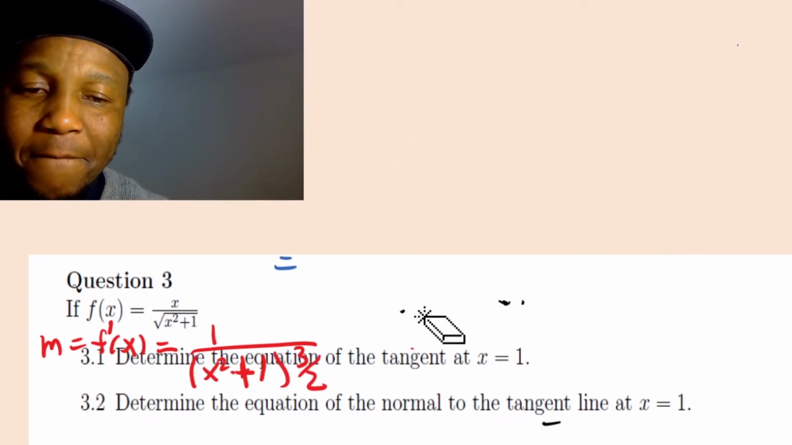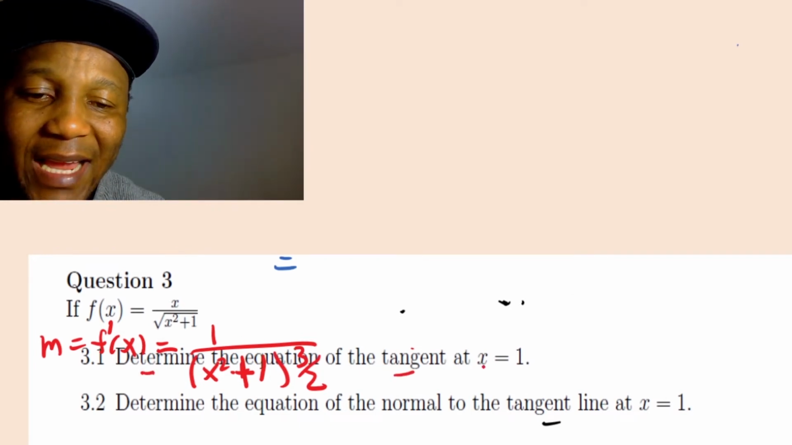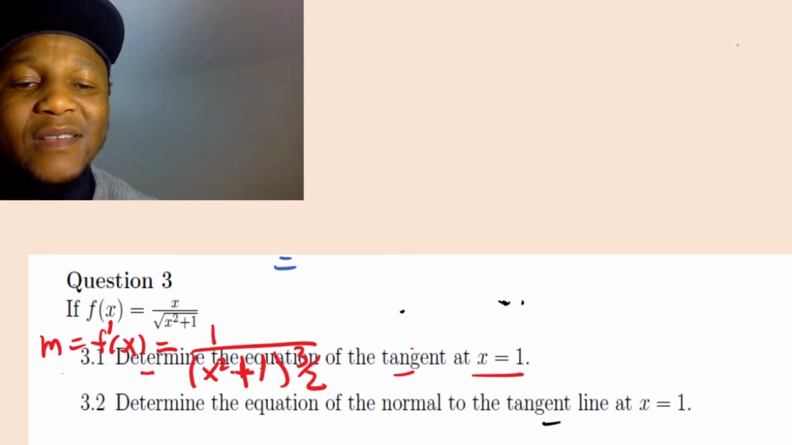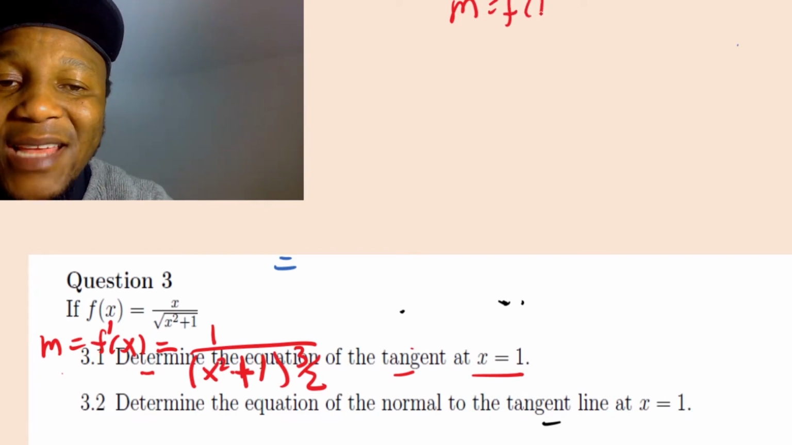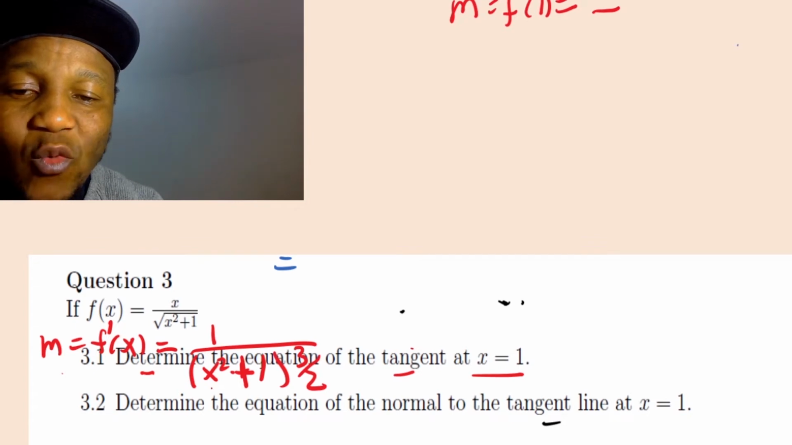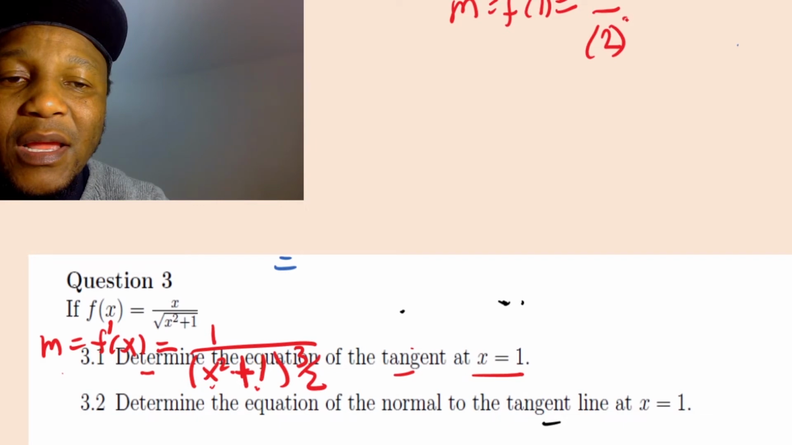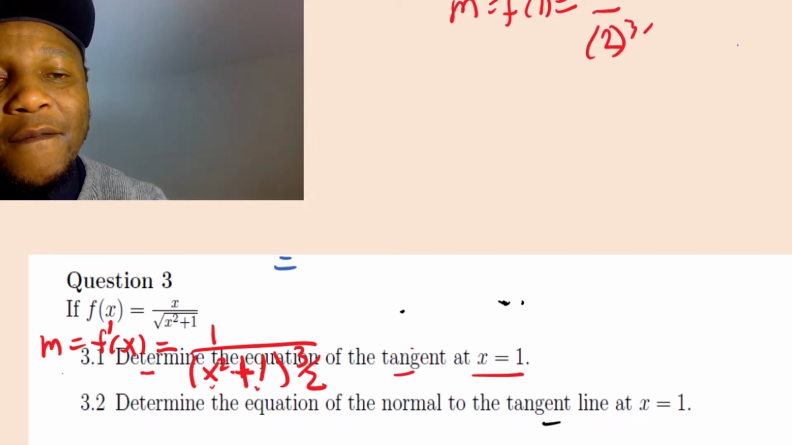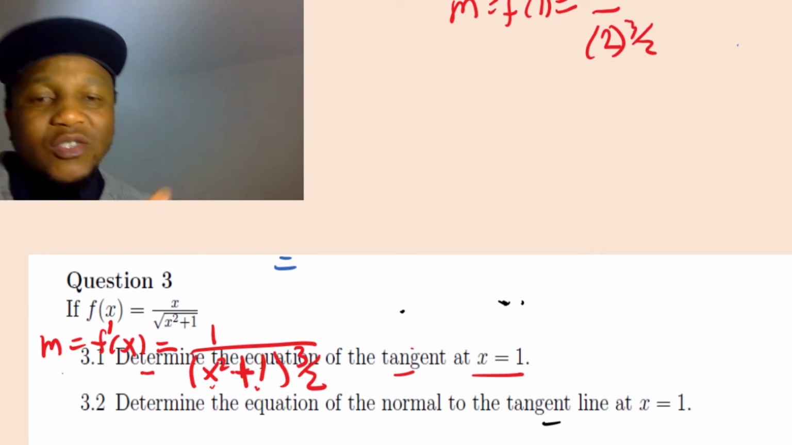Look, they say here, determine the equation of a tangent at x equal to 1. Oh, so we can get a slope. So we have a slope. We can call it f prime, but at x equal to 1, let's plug it in. It's going to be 1 over x equal to 1, 1 squared equal to 1, 1 plus 1 equal to 2, 2 to the power 3, 3 over 2. But mathematically, that's the 2 on top.